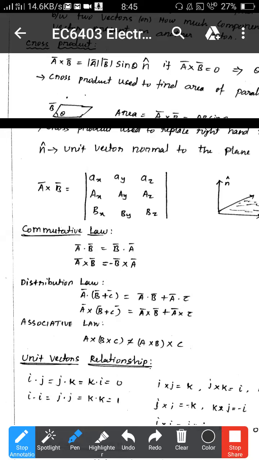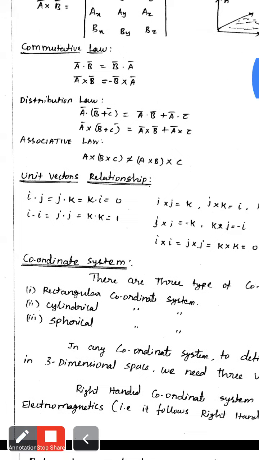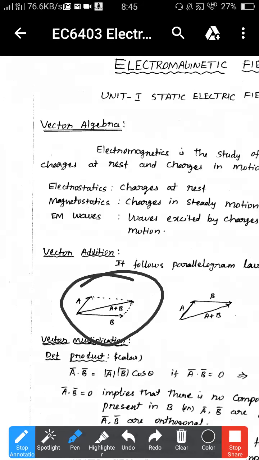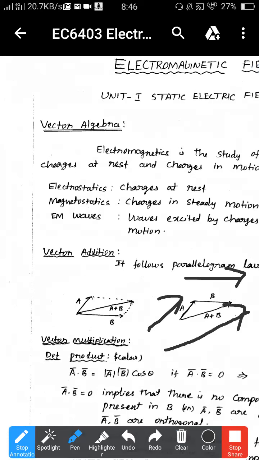Then we have discussed the unit vector relationships. And yesterday I discussed the parallelogram concept. Whenever there are two vectors, what will be the effective direction? One vector is going in this way and another vector is going in this way, then the effective vector will be going in this way. This is the idea.